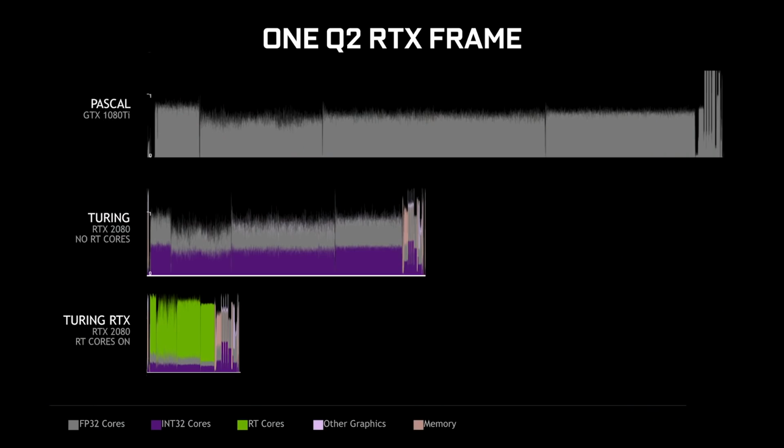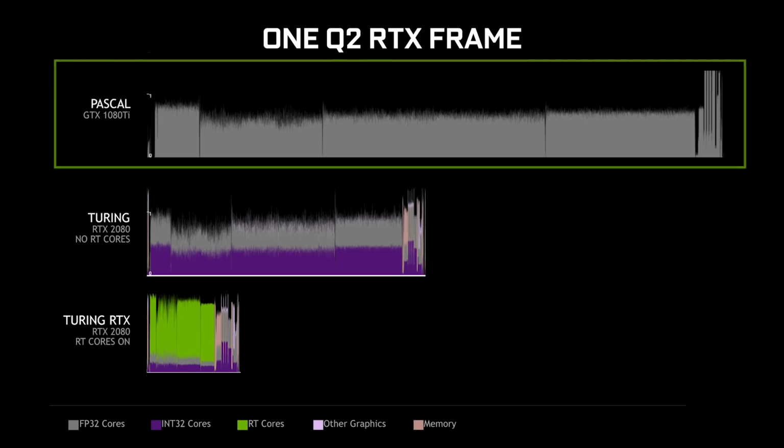To give you a feel for the computational power required to do this, let's dive into a data capture of a single frame from Quake II RTX. What we've done is use our performance analysis tools to capture and analyze the frame. The topmost graph that you see there is a GeForce GTX 1080 Ti, and you can see there's a long horizontal section there, and that's the ray tracing and path tracing being done entirely in software.